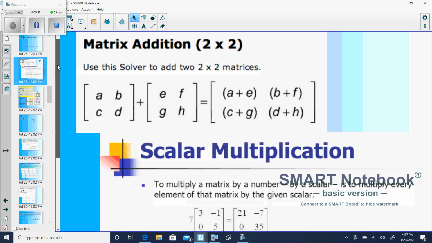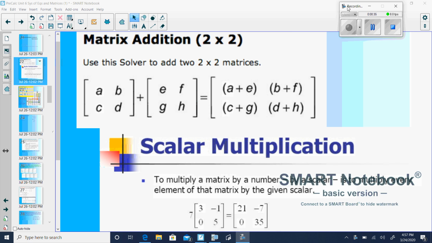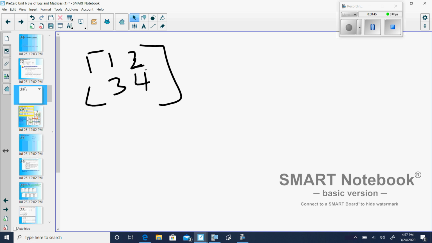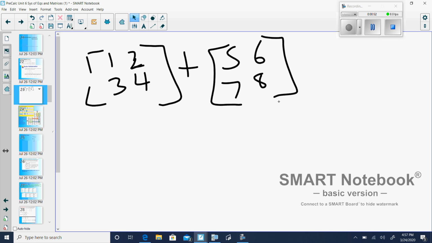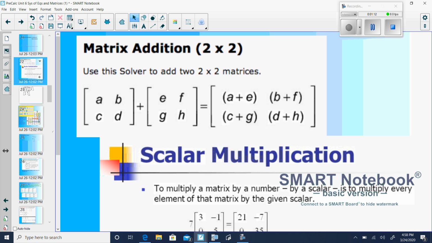So the first thing we get to before we start the multiplication is operations and matrices. What we have right here is 2x2 matrix addition on this slide. How does that work? Well, if we have, let's say, 1, 2, 3, 4, plus, let's say, 5, 6, 7, 8, we just add the corresponding elements. So 1 and 5 come together to give us 6, 2 and 6 give us 8, 3 plus 7 is 10, and then 4 plus 8 is 12. So we still end up with a 2x2 matrix. It doesn't change anything.